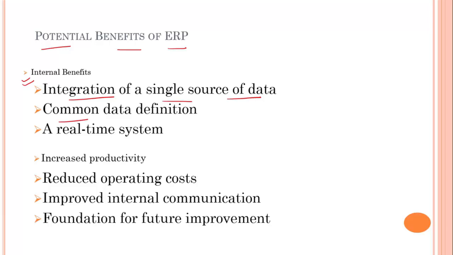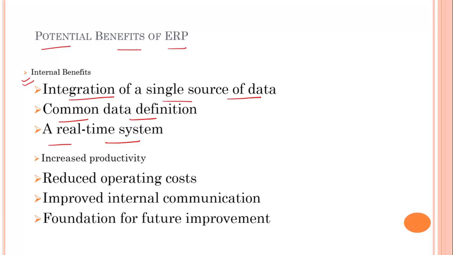Second is common data definition. So the common data will be defined to all the users that are using the ERP system. The data will appear in the common form to all the users that are using that ERP system. Third is a real-time system, automatically updated. So it works in the real environment, so it provides you a real-time system.